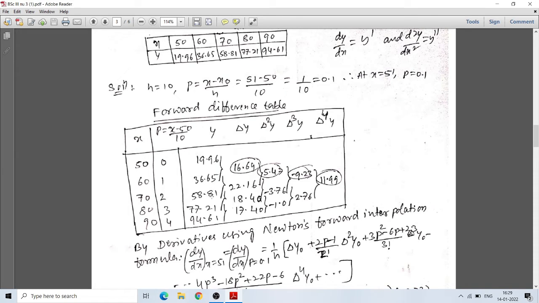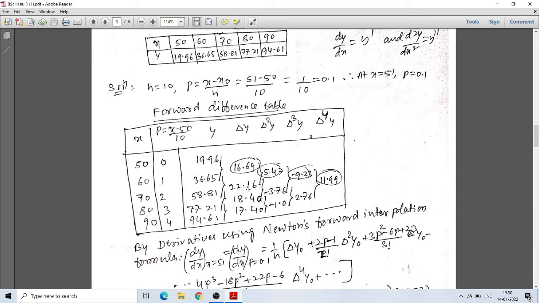58.81 minus 36.65 will get 22.16. Like this we can find the first order differences. 77.21 minus 58.81 will get 18.40. 94.61 minus 77.21 will get 17.40.